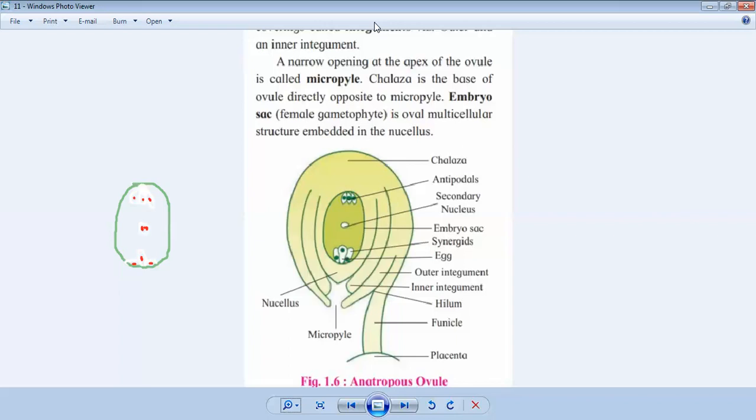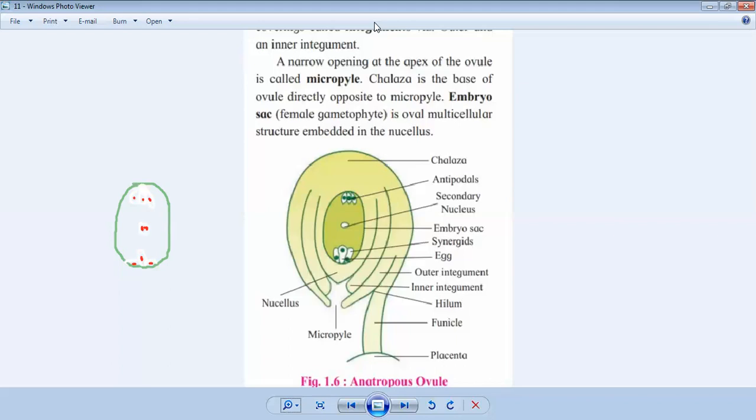So the anatropous ovule, we can say that it is monosporic, endosporic, and a 7-celled 8-nucleate structure, which is called the polygonum type of ovule. Okay, it is called the polygonum type of ovule.